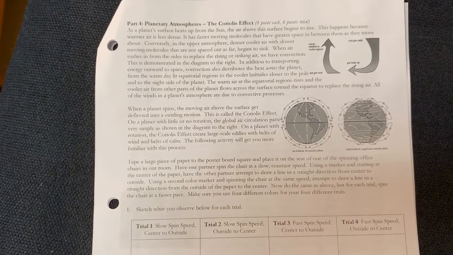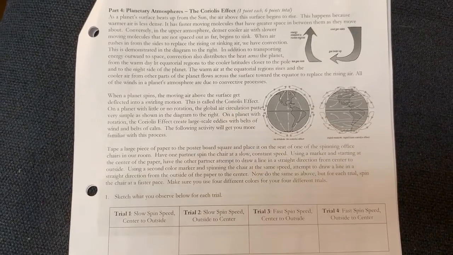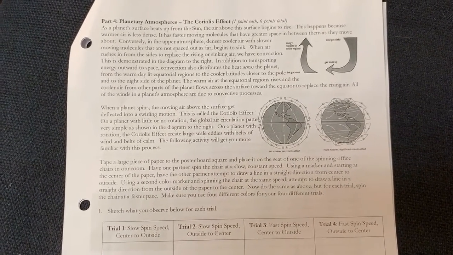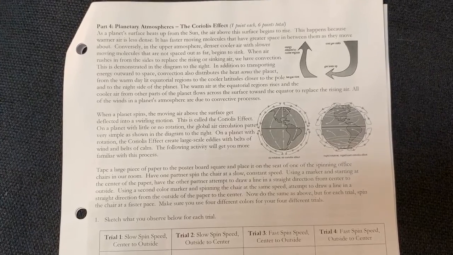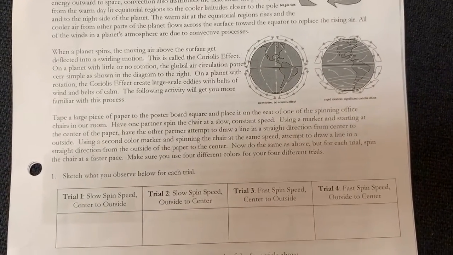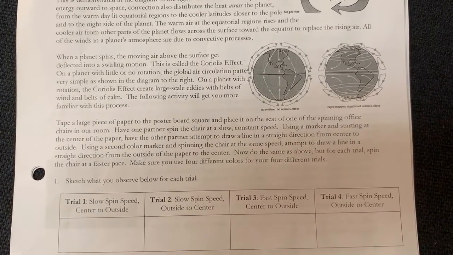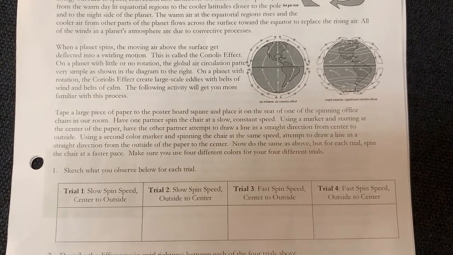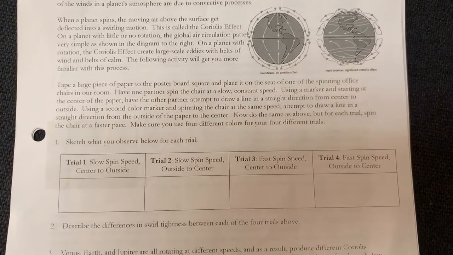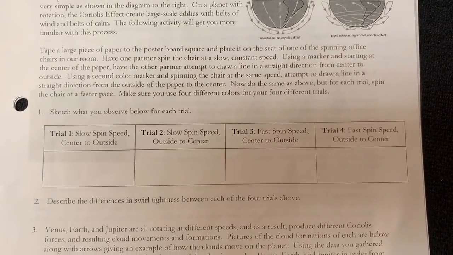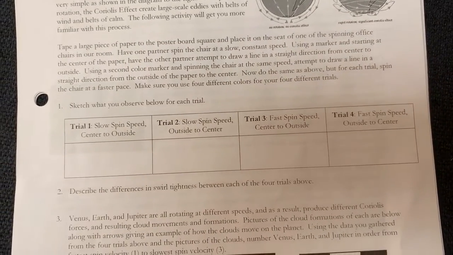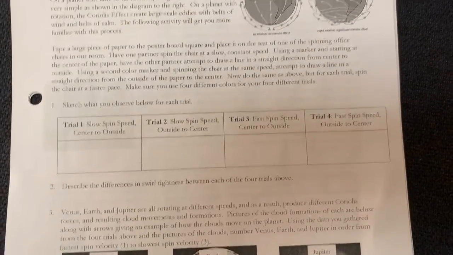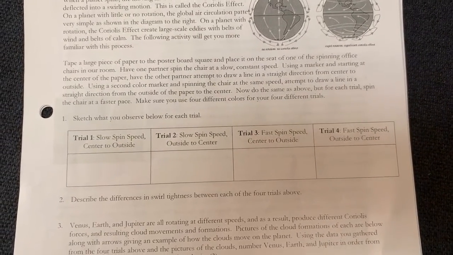Okay, the lab part 4 deals with the Coriolis effect. And you see this section here, it gives a description of how atmospheric circulation takes place, how the air rises in the warm areas and sinks in the cold areas. And when the planet spins, it deflects the winds and causes them to curve and swirl. So the part here is to actually spin a chair and have the piece of paper in the chair and have a marker going out as you spin.